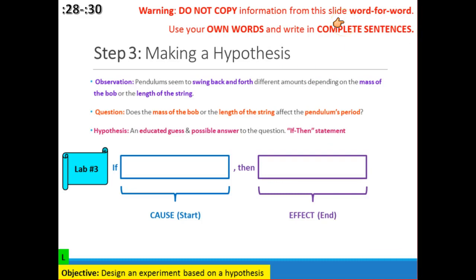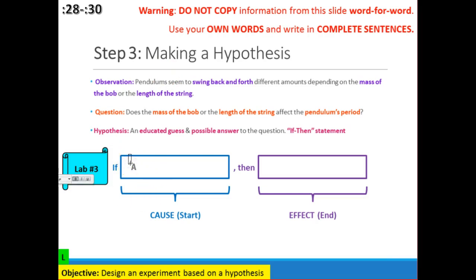So our observation is that pendulums seem to swing back and forth different amounts based on the mass of the bob or the length of the string. So our question is, does the mass of the bob or the length of the string affect the pendulum's period? Our hypothesis is an educated guess or possible answer to that question, and it's in the form of an if-then statement. So let's start out looking at this. Let's have our if part.